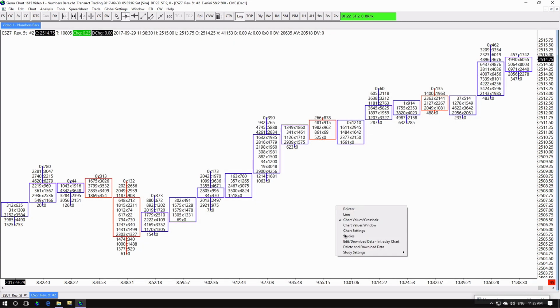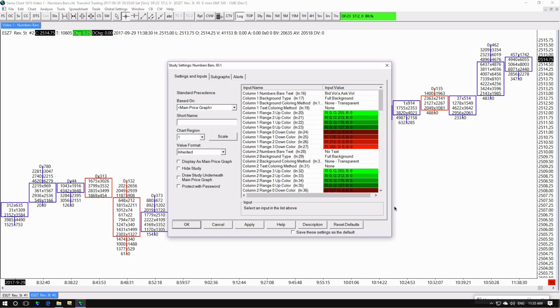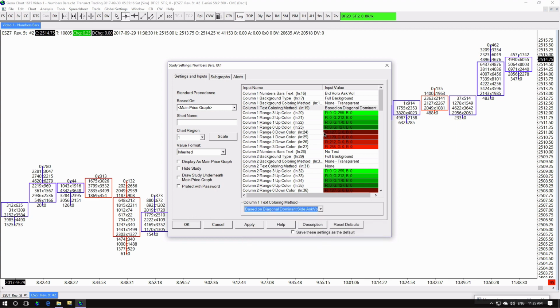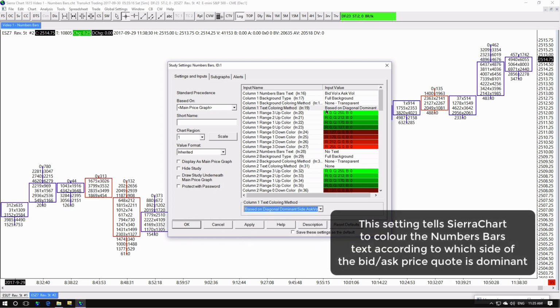By editing the study settings for numbers bars, we can highlight when, for a given price quote, the number of contracts traded on one side of the quote exceeded the other side by a certain threshold. We call this a bid-ask imbalance.